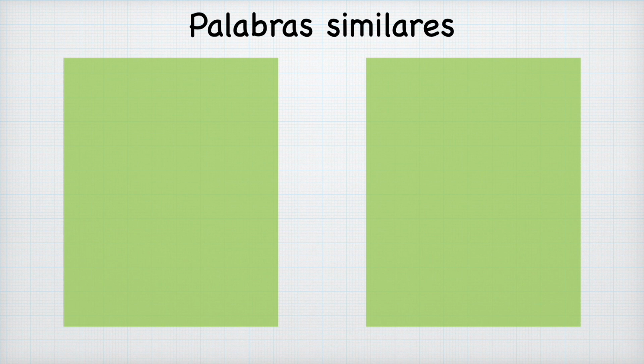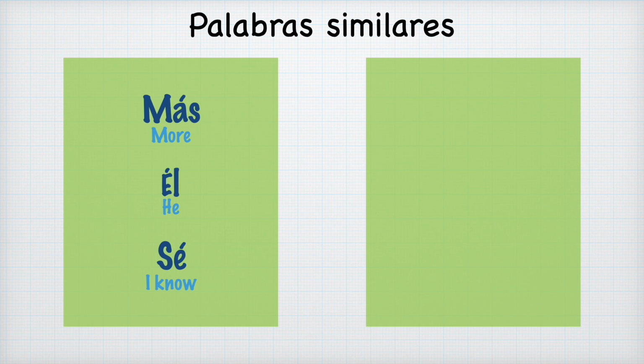Accents are also used when 2 words are spelled the same but have different meanings. We usually don't add accents to 1 syllable words, but here are a few examples. Más, más means more. Él means he. Sé means I know. But we also have these words with different meanings. And the difference is the accent.